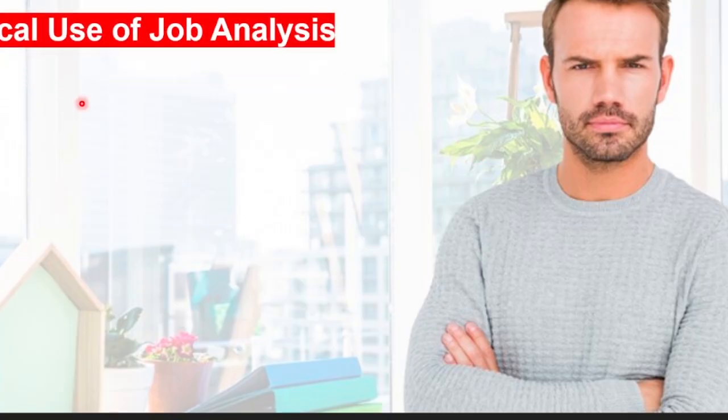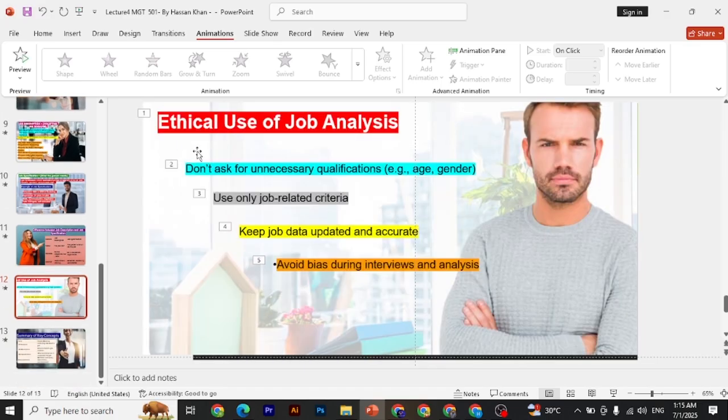Let's see. I think it's not full screen. Why did this happen? Let's see from here.